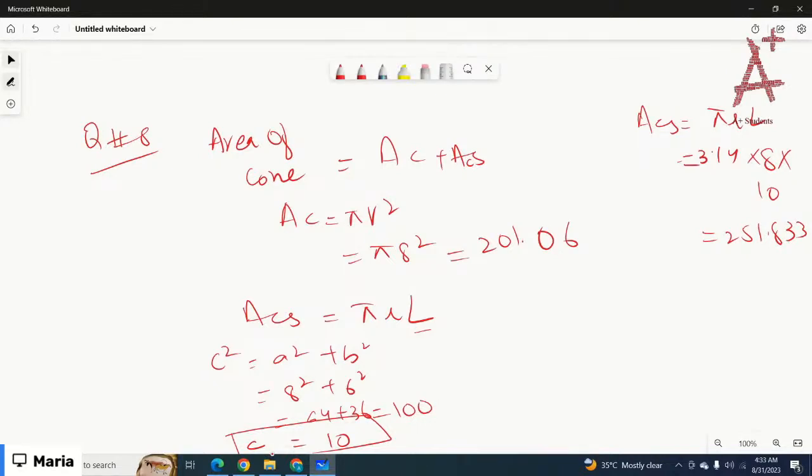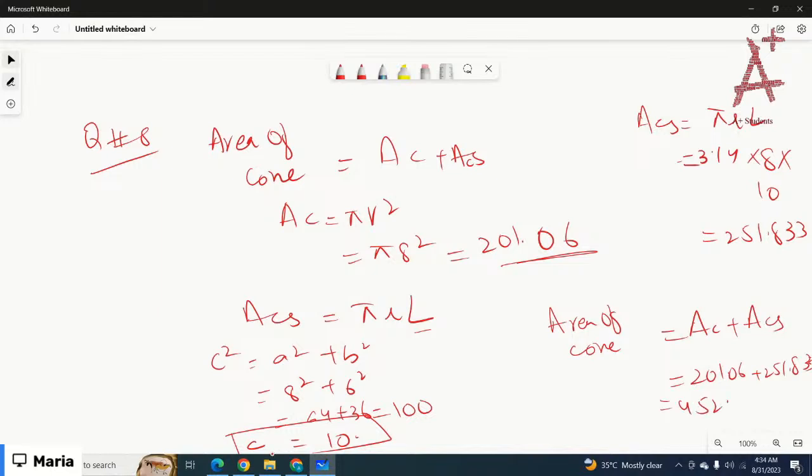Now you just have to add both the area of the circular face and the area of the curved surface. Area of cone is to add the area of the circle, which is 201.06, and the area of the curved surface, 251.33, right? So when you add, it would be 452.39 centimeter square, right? That is the area of the cone, right?